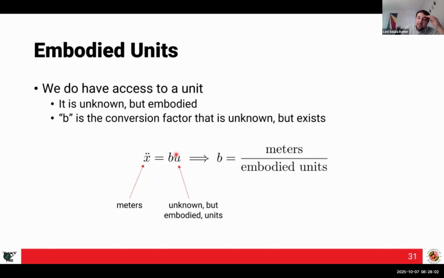While we never know what the input gain B is, we can realize that it's actually a unit conversion factor. It's taking the commands U, which are in some kind of embodied unit. They exist, but we don't know what it is. And it's scaling it to meters. And so B is just this conversion factor from embodied units to meters. And we can use it through all of our equations to convert everything back to embodied units.